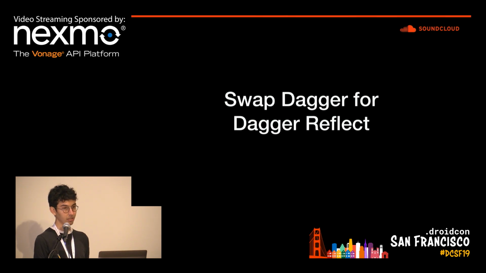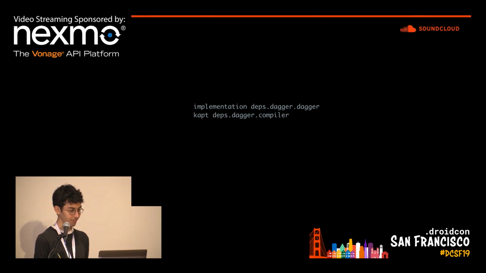And then the last thing is you want to swap all your dependencies on Dagger for all your Dagger Reflect dependencies. So how do you do that? This is where the Gradle fun begins. So let's say you have a module that depends on Dagger and the Dagger compiler. Looks like this, and you're using kapt.